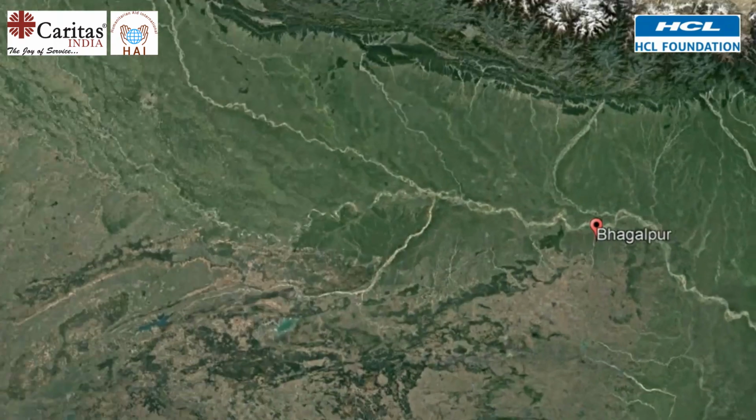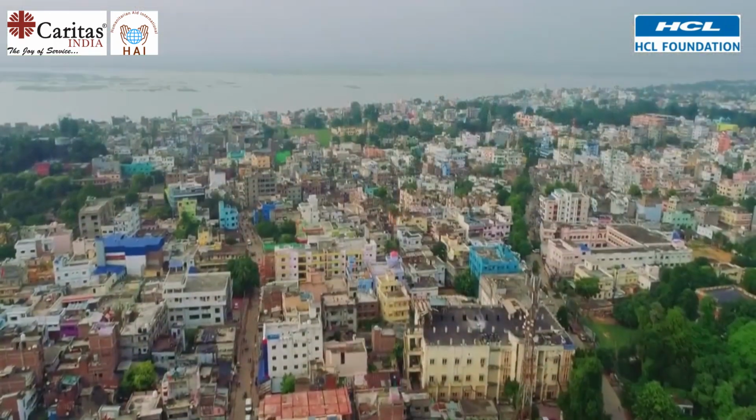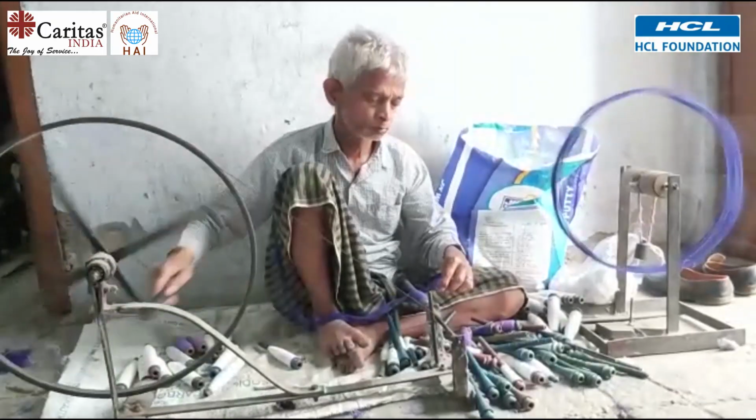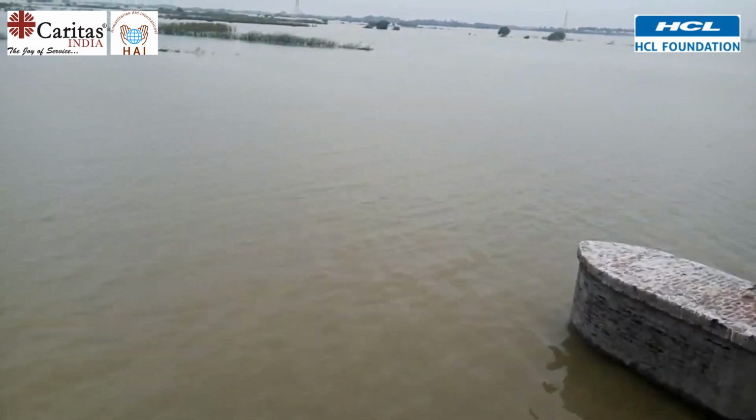Bhagalpur district is in the southeastern part of Bihar state. Bhagalpur city, known as Silk City, lies south of Ganga river, which is an integral part of the lives of many people here.